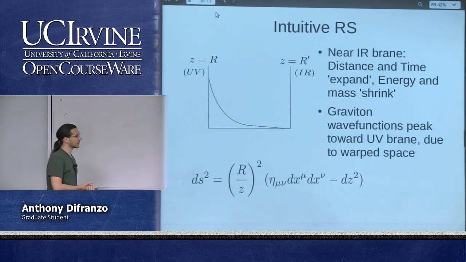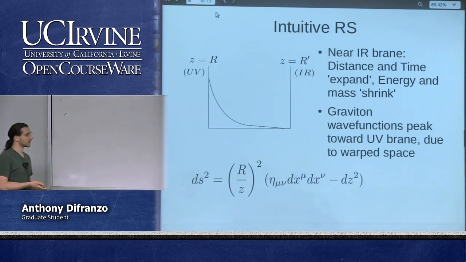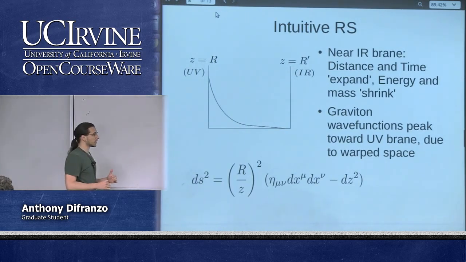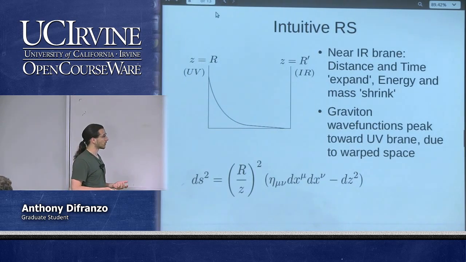Another picture is a little less clear, but I think it's worth mentioning. Because this extra dimension is warped, gravity looks a little funny in that direction. So if you were to look at the quanta of gravity, the gravitons, you see that their wave functions in the z direction are pushed very closely to the UV brane.